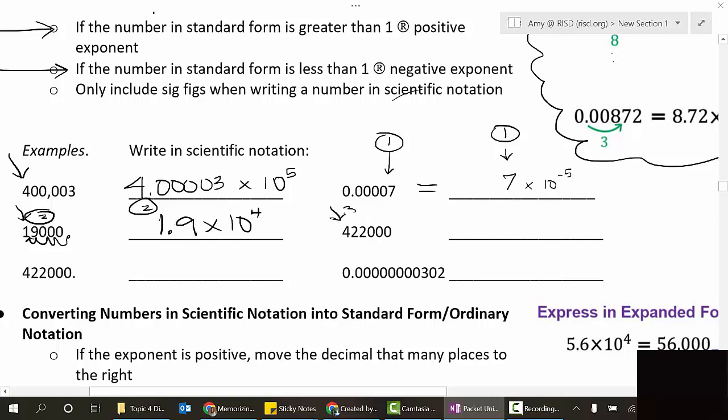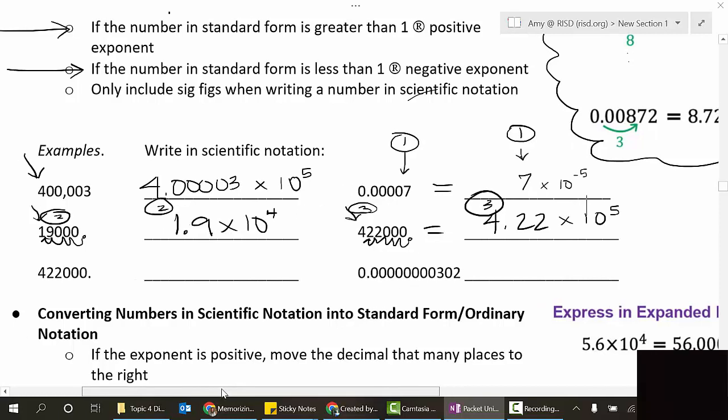422,000. This number originally has 3 sig figs, so when we write it over here, it also needs to have 3 sig figs. So we're going to move the decimal from where it is till after the 4, because we can only have 1 digit in front of it. So 1, 2, 3, 4, 5 places over. 4.22 times 10 to the 5th. The way I have this number written right now, awesome, 3 sig figs. So we're good. It's an equal value.